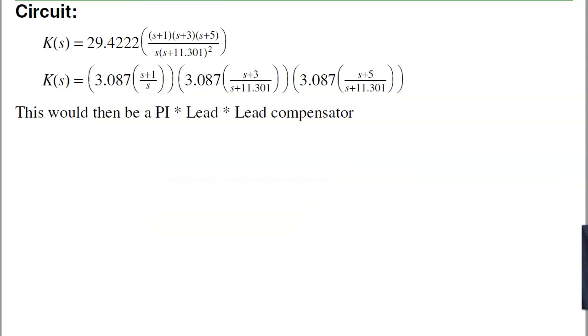And the circuit to implement that, again, would be one that we've already done. Split this up into 3 parts. This would be a PI compensator. Here's a lead compensator and another lead compensator.